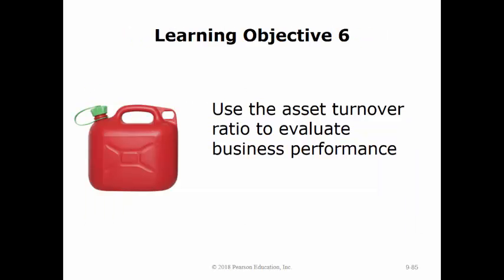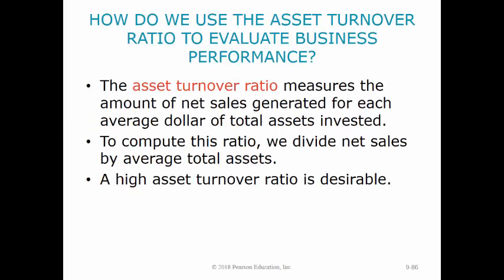In the sixth section, we will use the asset turnover ratio to evaluate business performance. The asset turnover ratio measures how efficiently a business uses its average total assets to generate sales. Asset turnover ratio is equal to net sales divided by average total assets. Average total assets is equal to beginning of period total assets plus end of period total assets, divided by 2.